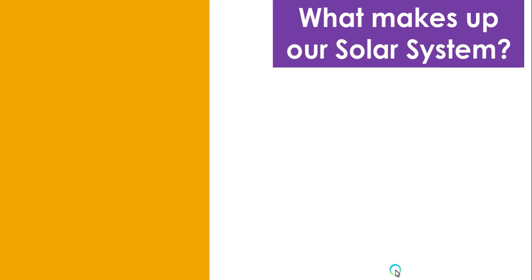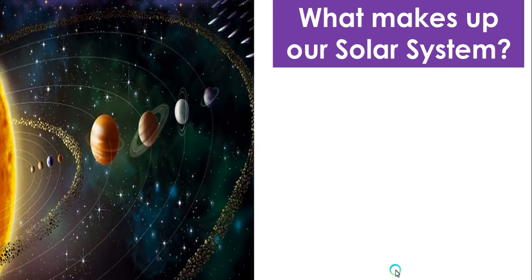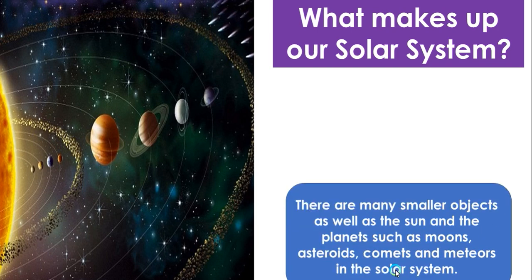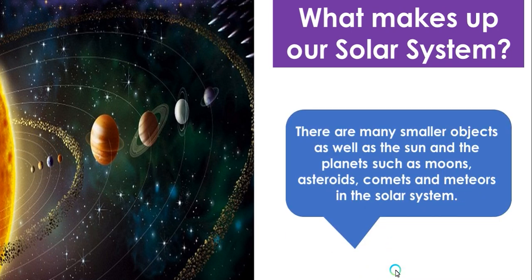Now, what makes up our solar system? What are the things that make up our solar system? We have our planets that make up the solar system. Can you see them? These are our planets. There are many smaller objects as well as the sun and the planets, such as moons, asteroids, comets, and meteors in the solar system. So all those things comprise our solar system.